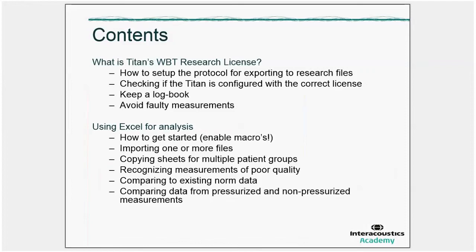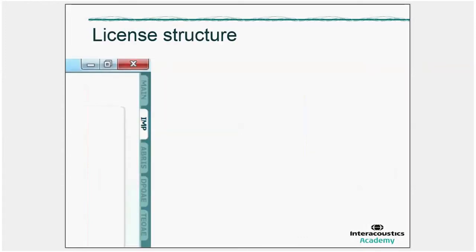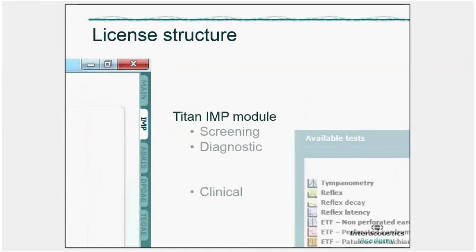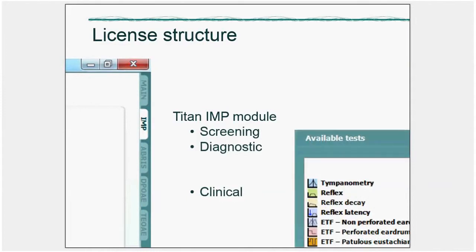So let's get started. First, what is the research license? To understand that, we need to look at the license structure of the Titan. Most people know that with Titan we can do many different measurements: OAE, ABR, infant screening, and tympanometry. The tympanometry module is sold in three configurations: screening, diagnostic, or clinical, and this basically defines what tests become available on your Titan.